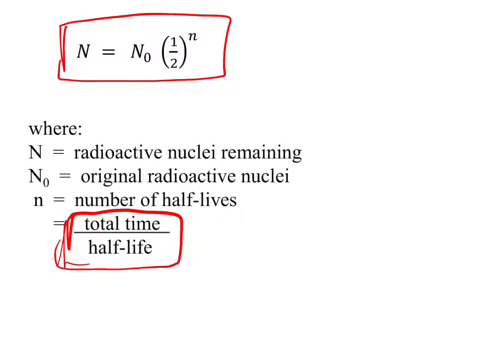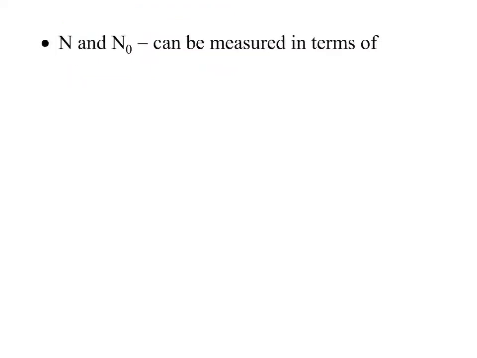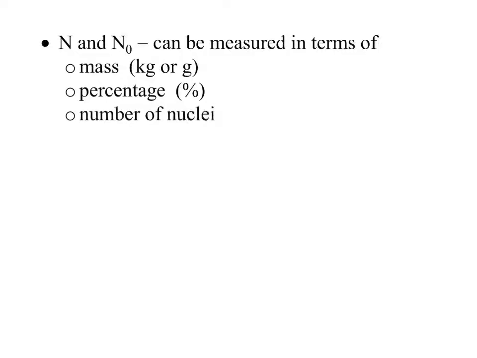Okay? So we're just going to go over how to use this equation, which I'm sure you already know how to do. But a few notes really quickly. N and N naught, they can be measured in a bunch of different terms as long as they're in the same unit. So it can be measured in terms of mass. You can have kilograms of both things, or grams of both things. You can have a percentage of how much is left, which obviously in that case the original percentage is 100.